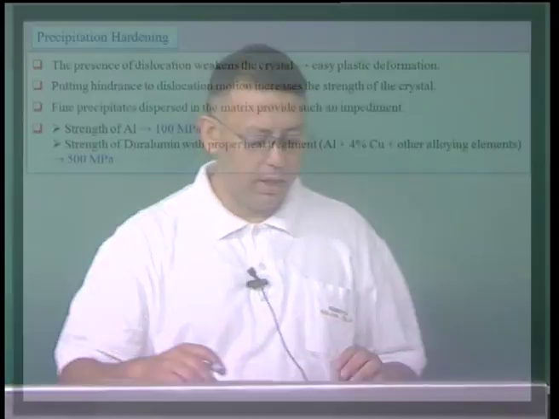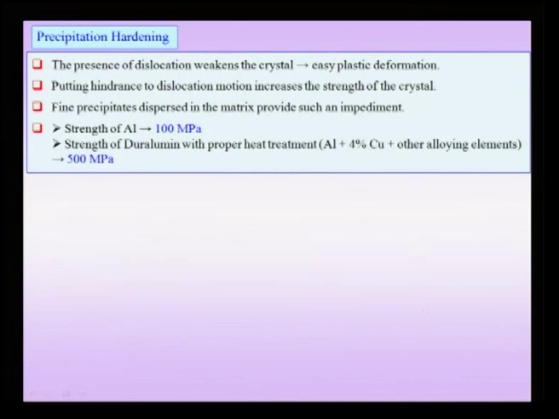So, in precipitation hardening, we have seen that the presence of dislocations weakens the crystal, and this weakening we saw is a few orders of magnitude. That means we can cause easy plastic deformation because of the presence of dislocations. There are two ways of hardening the material, either hinder the motion of dislocations or remove dislocations altogether, but we had already pointed out that removing dislocations altogether is not a good strategy, because dislocations may nucleate in service, causing the weakening of the crystal.